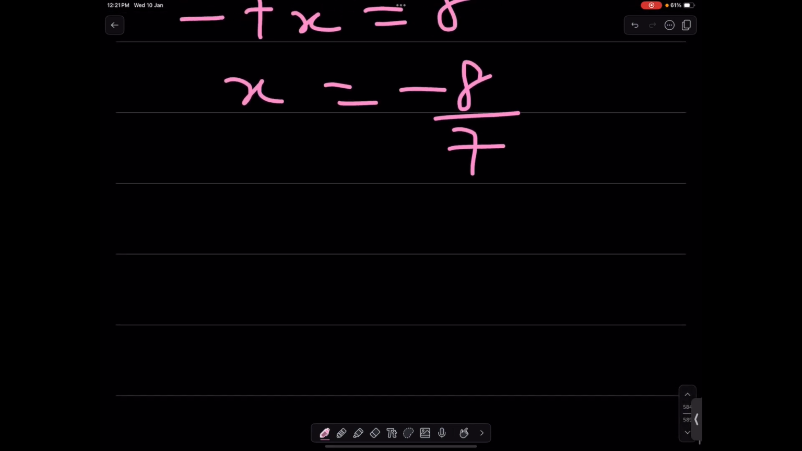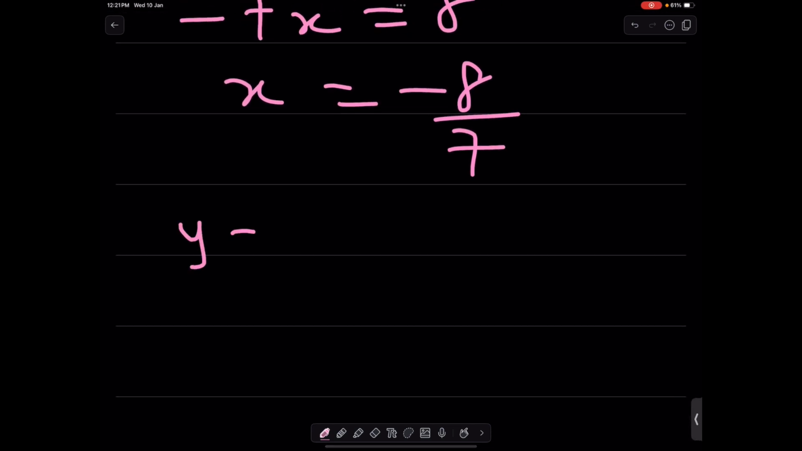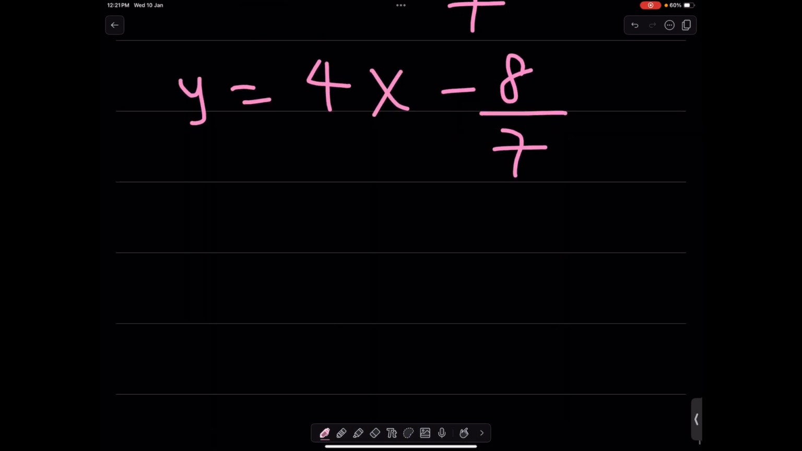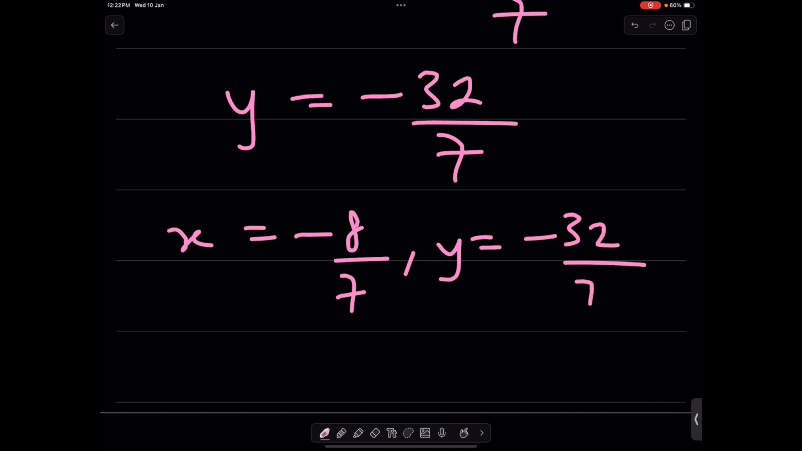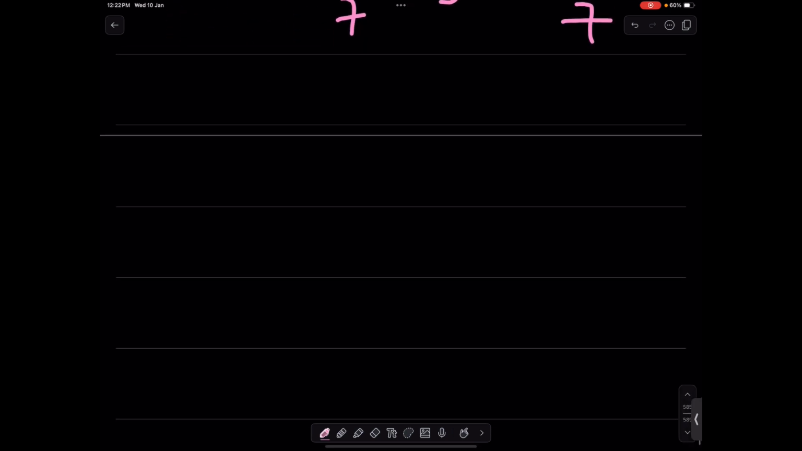And that's it. Okay, if x is minus 8 over 7, y will be equal to 4 times minus 8 over 7, which is equal to minus 32 over 7. So that simply means x equals minus 8 over 7, y equals minus 32 over 7. We go straight to the next, which is from year 2010.